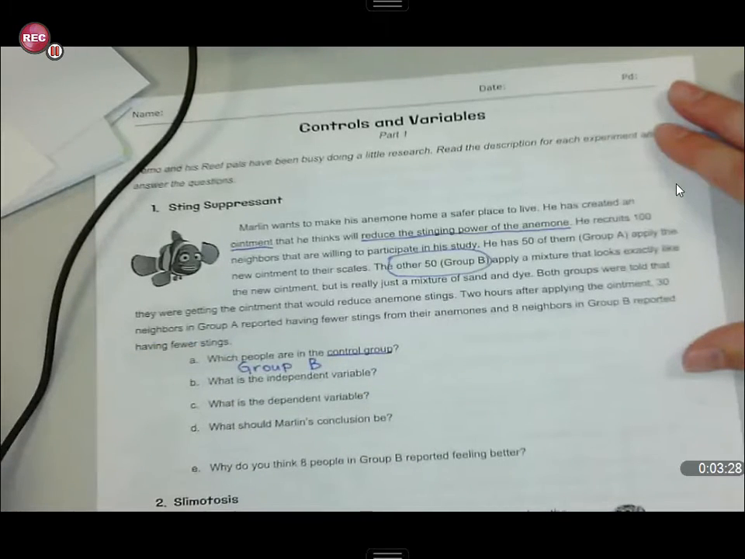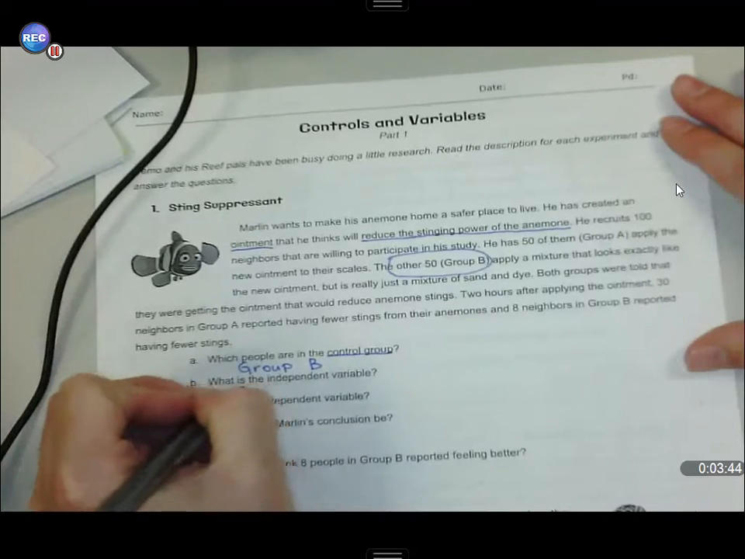What is the independent variable? Now, in the video that you should have watched before you did this, the independent variable is the thing that the scientist is changing or experimenting with. So in this case, what is he experimenting with? The ointment.